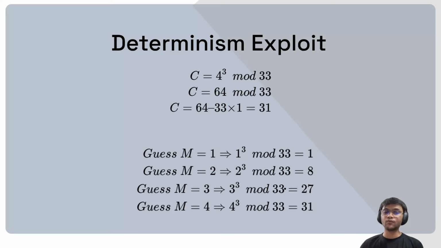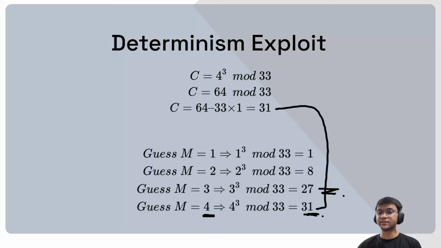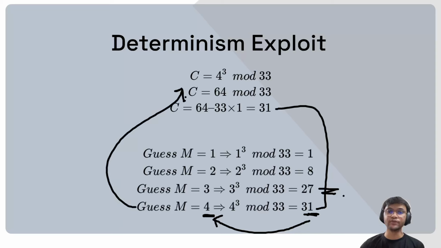Now, once they have intercepted the ciphertext 31, they can compare it against their table and say, by backtracking, that it was generated by the plaintext 4. So the plaintext that Alice chose must indeed be 4. This is the determinism exploit in RSA, in the textbook version of it.